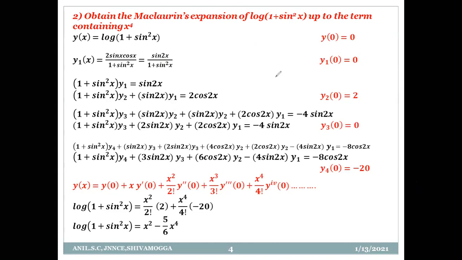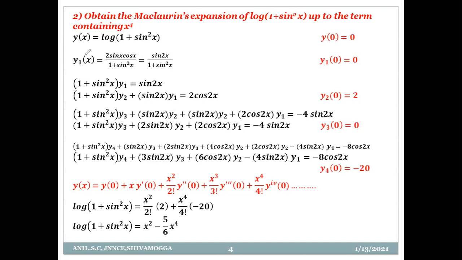Further, this can be written as (1 + sin²x) y1 = sin 2x. Writing this is not compulsory, but certainly this will reduce the level of difficulty. This will avoid applying the quotient rule. That's why I have written it like this. Otherwise, we have to use the quotient rule to differentiate this function. That's why I simplified it like this.